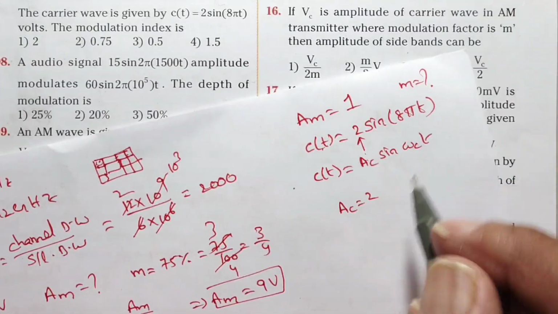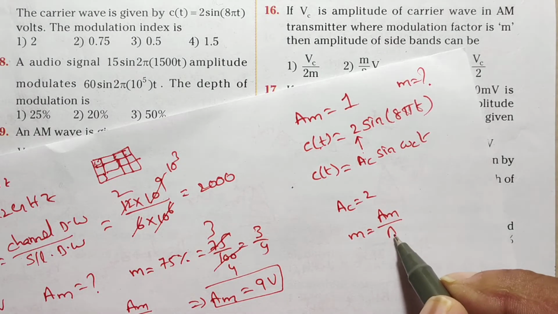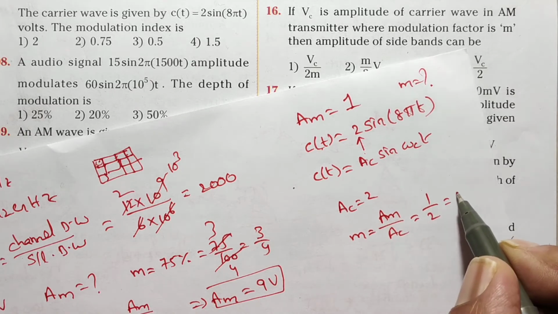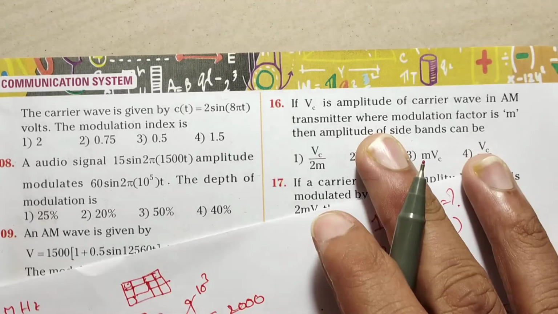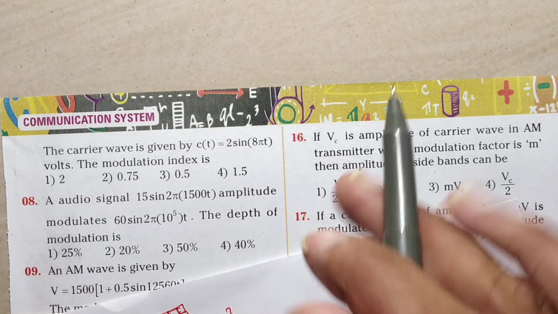But in the previous problem we have done that modulation index means AM by AC. AM is 1 and AC is 2. That means 0.5. From here the modulation index we are getting is 0.5.